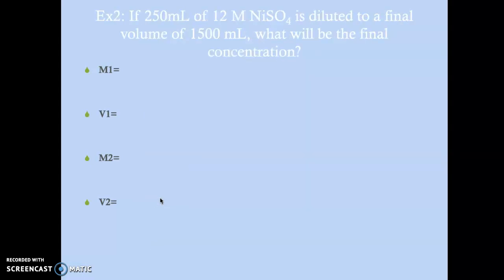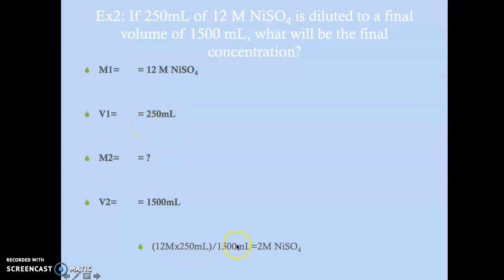So here, maybe pause for a second and try to figure out which variable goes where. If you notice, it says final volume of 1500 milliliters. That's my V2. That means that's my V1. That's my M1. So I just plug in M1 and V1. I'm solving for my second concentration. So you're multiplying these 2 and then dividing by your third variable to give me 2 molar nickel sulfate.